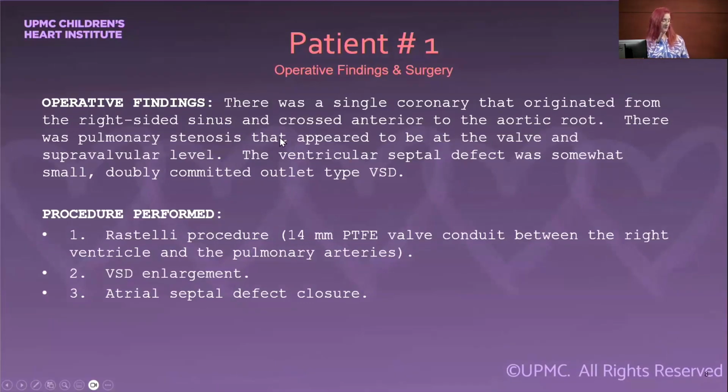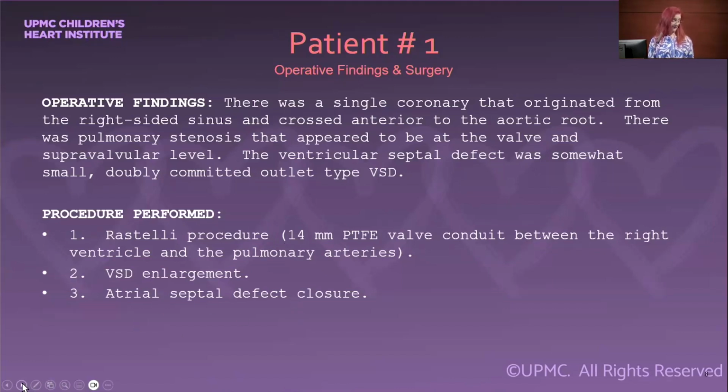The intraoperative findings were a single coronary that originated from the right sinus and crossed anterior to the aortic root. There was pulmonary stenosis that appeared to be at the valve, and it says supravalvular level. I left that in, but I still wonder whether that was a typo and was meant to be subvalvular. The VSD was somewhat small, a doubly committed outlet type VSD. So this patient had a Rastelli procedure with a 14 millimeter PTFE valve conduit between the right ventricle and the pulmonary arteries, a VSD enlargement, and atrial septal defect closure.